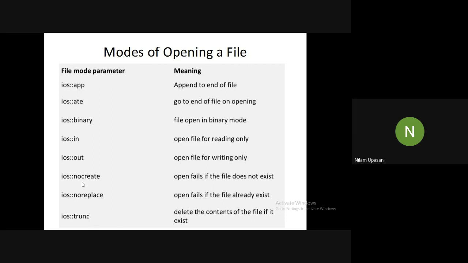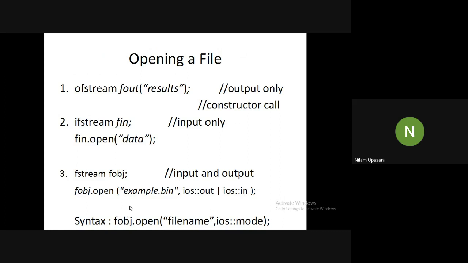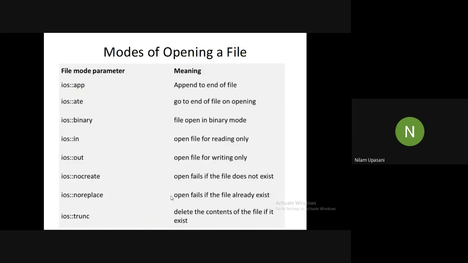Okay, so no create is what? Open fails if the file does not exist. तो अगर उस current folder में file is not there already, it is not created, then open fails automatically. मतलब that open command which you have given here, fobject.open, this command will not work if that file is not existing already in the folder. Okay, no replace is what? Open fails if the file already exists. So these are the different situations which we may need.